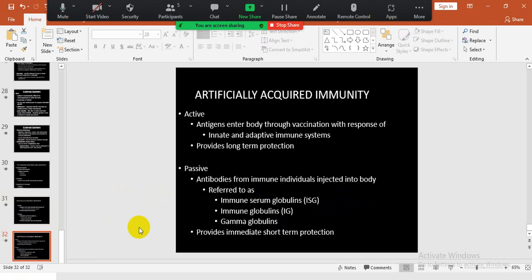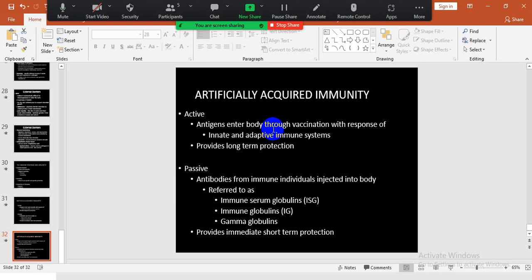Let's look at the artificial. Okay, so artificially acquired immunity. This is what we call vaccination. The vaccine that you take is artificial. And the reason why the vaccine is not able to make you sick is because the vaccine is the organism itself, but it has been killed, or the organism has been weakened, or the poison of the organism has been detoxified or made harmless.